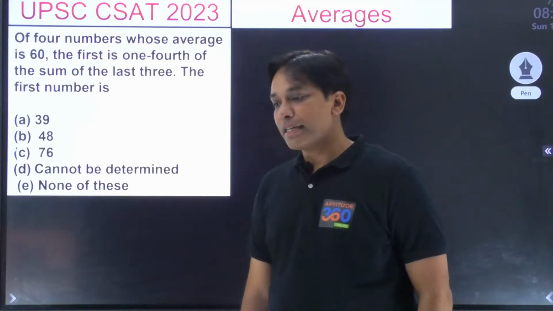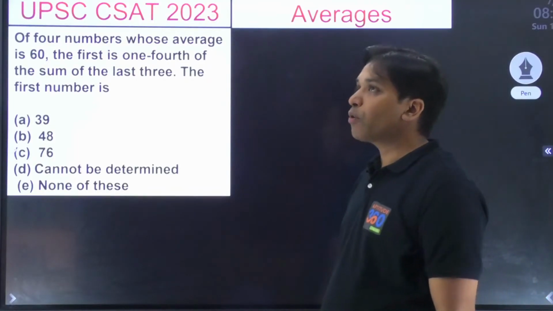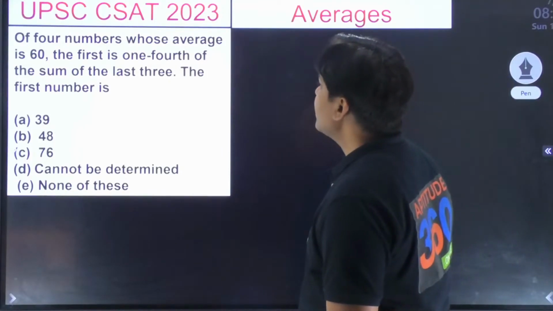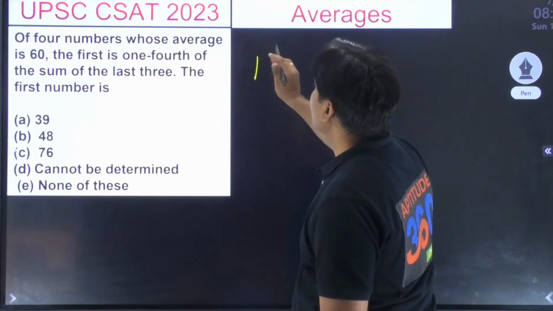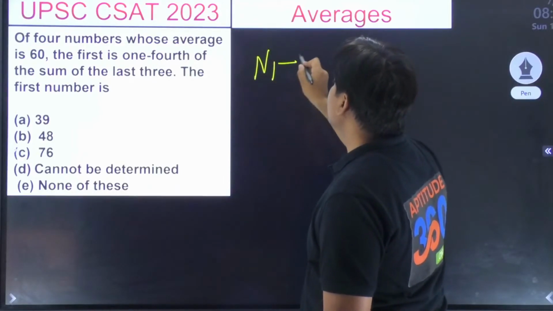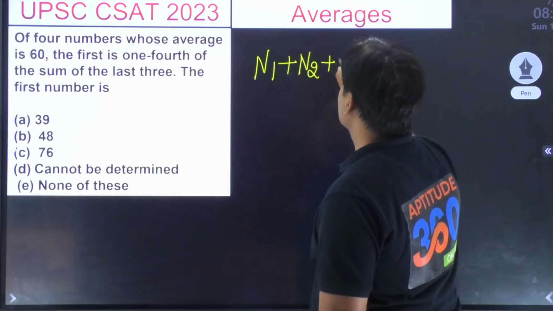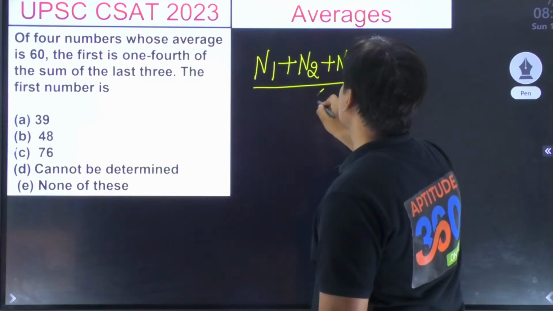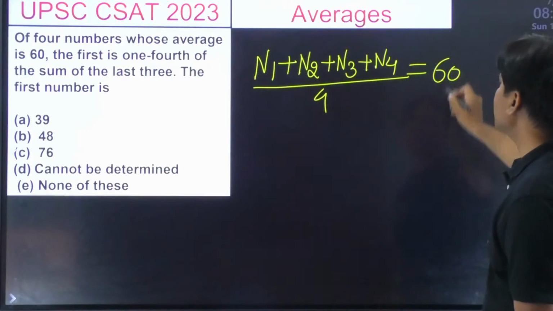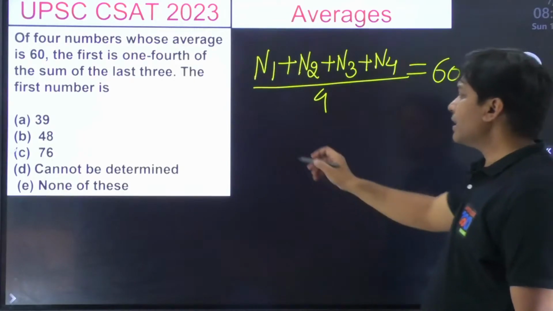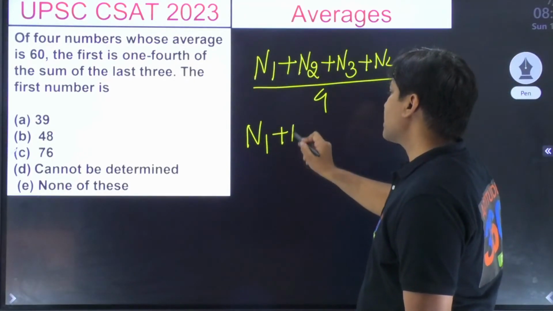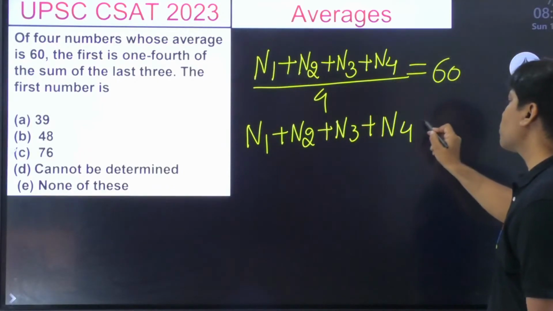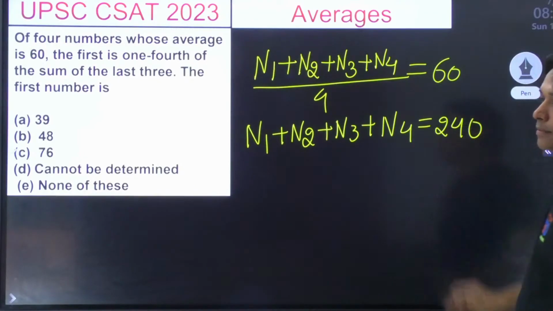Priyanka, you're also getting the right answer. What do we have to do? We have to simplify the next problem out here. Of 4 numbers whose average is 60, so we can say that n1 plus n2 plus n3 plus n4, so the sum is going to be 240, isn't it?